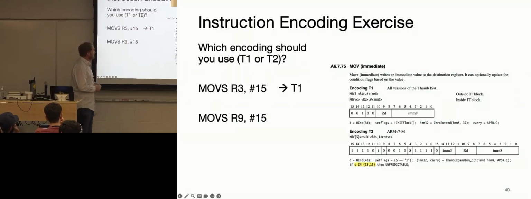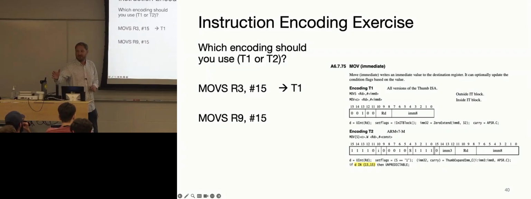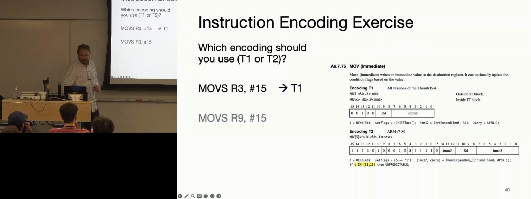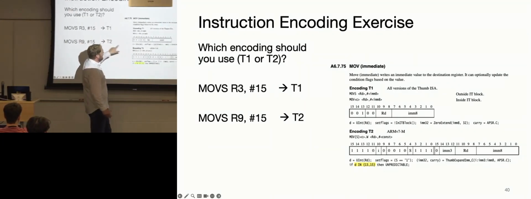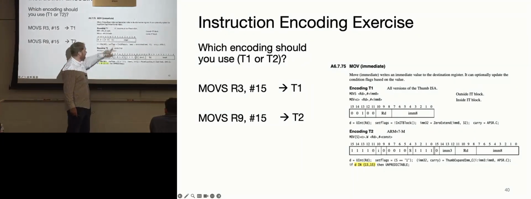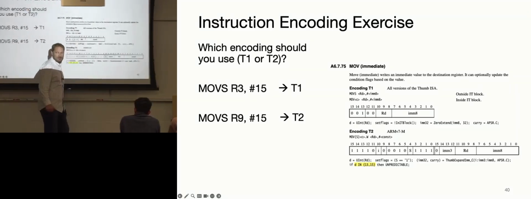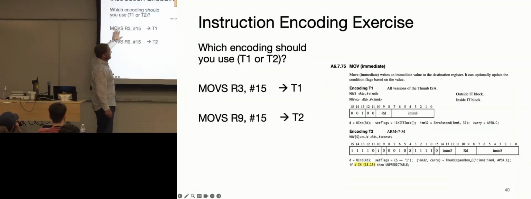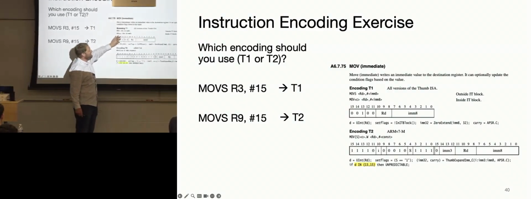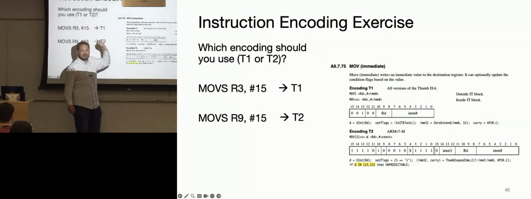I see one person telling me it's encoding 2. Fantastic. Why? Is it because we can't index as much with the 3 bits? Yep. So here, I cannot get the binary value of 9 into 3 bits. Therefore, I'm forced to go over here where I have 4 bits. So that means this instruction cannot access those upper registers.